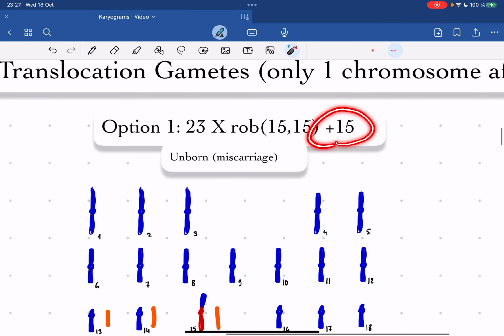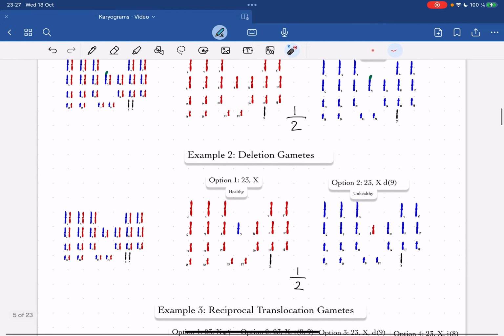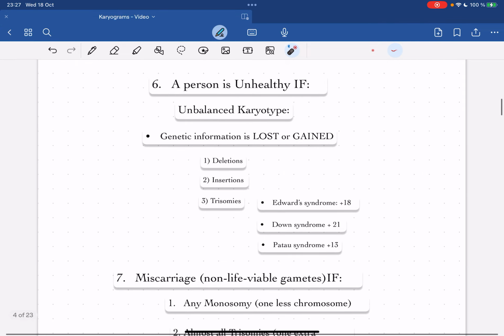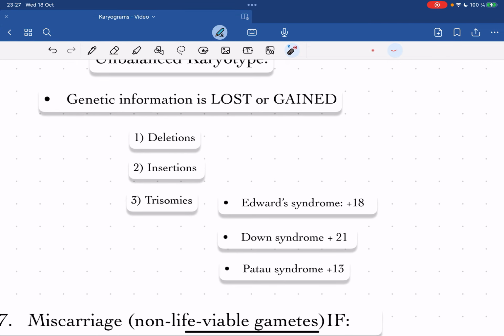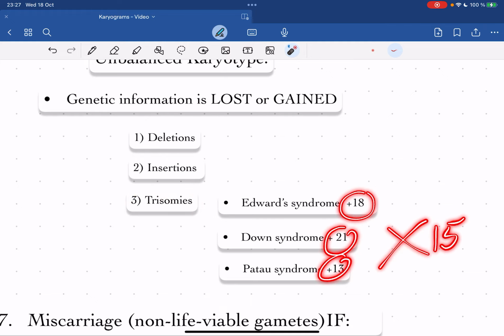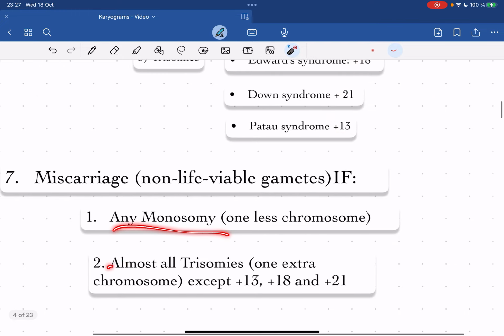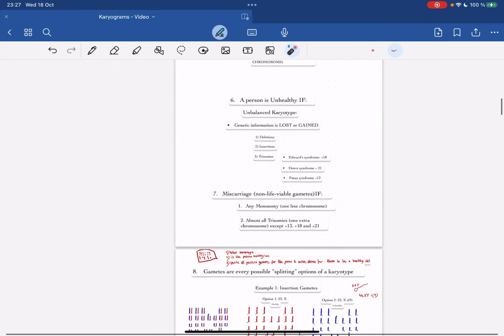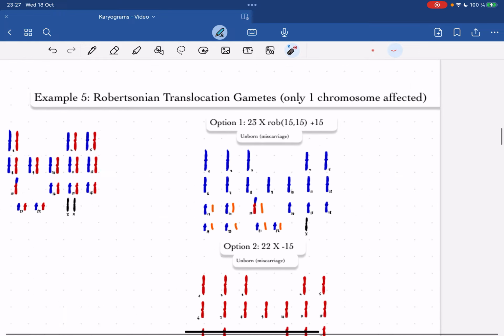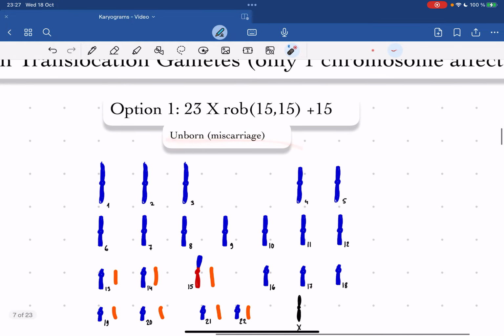And for number 15, do we have a viable for life trisomy for number 15? It's trisomy 18, 21, or 13. No number 15. And the other trisomies will lead to a miscarriage. So in our case here, it would be an unborn miscarriage.